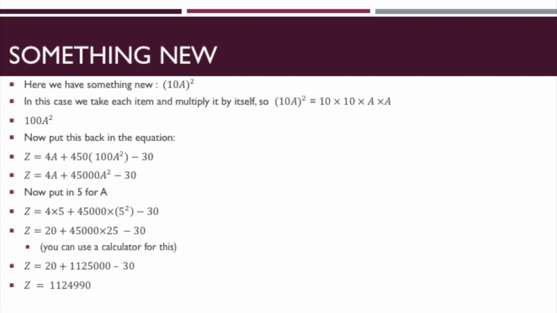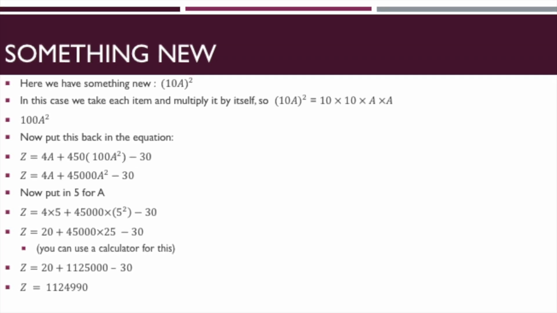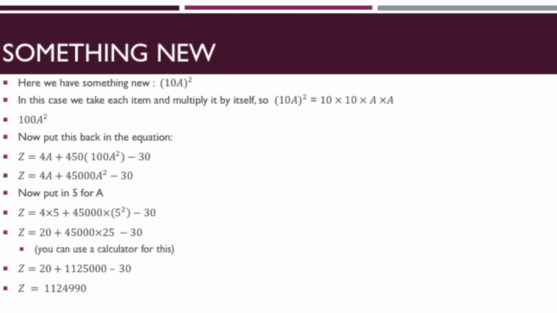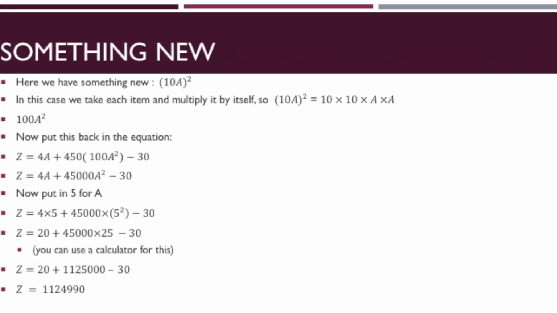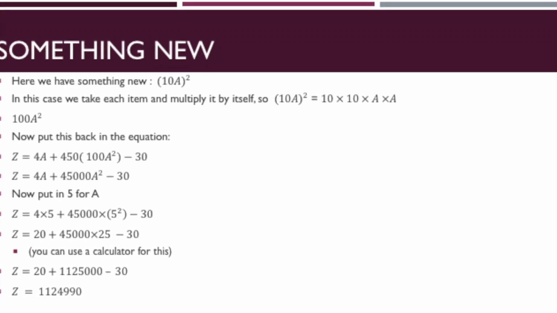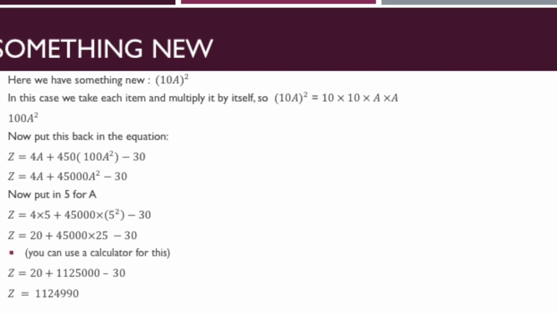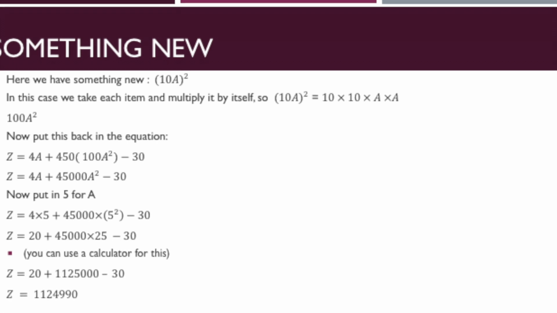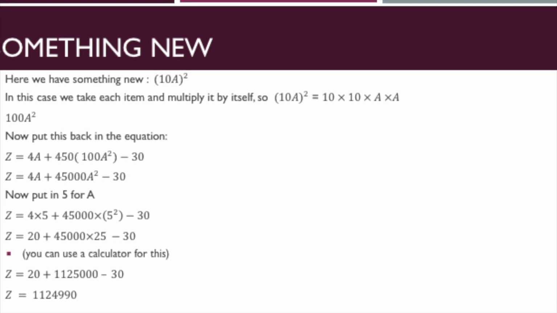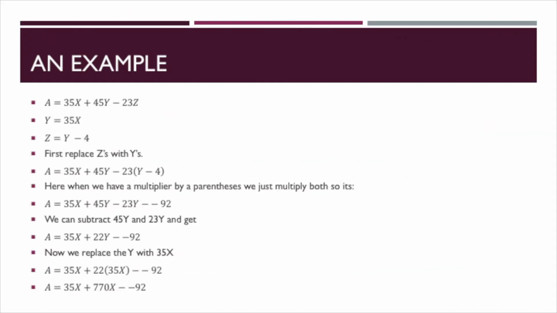Now put in 5 for a. So we say, because we've got all a's now and we know a is 5, so we say z equals 4 times 5 plus 45,000 times 5 squared minus 30. Then we have z equals 20 plus 45,000 times 25 minus 30. Now here you can probably use a calculator at this point, and we get z equals 20 plus 1,125,000 minus 30, and z ends up being 1,124,990. So that was pretty difficult, so I want to show you another example of this.